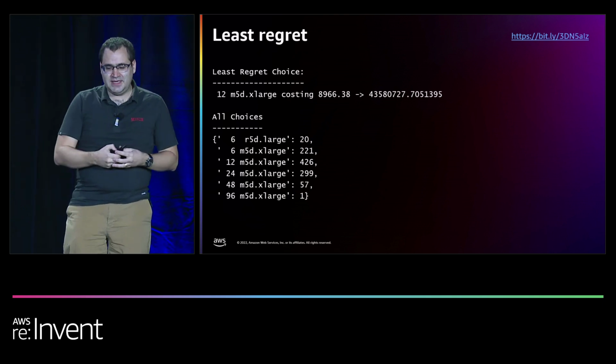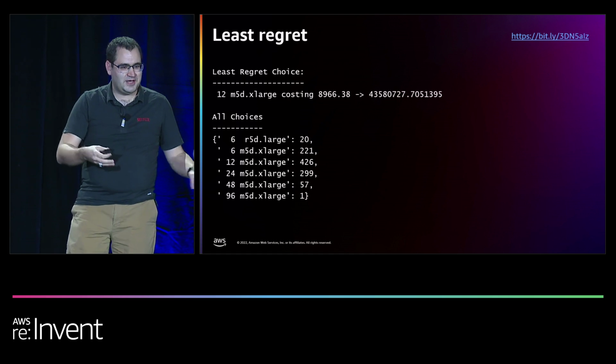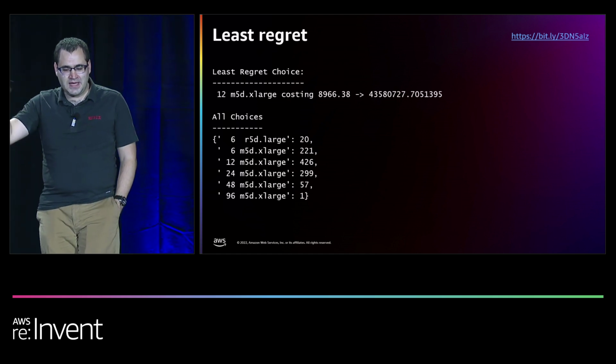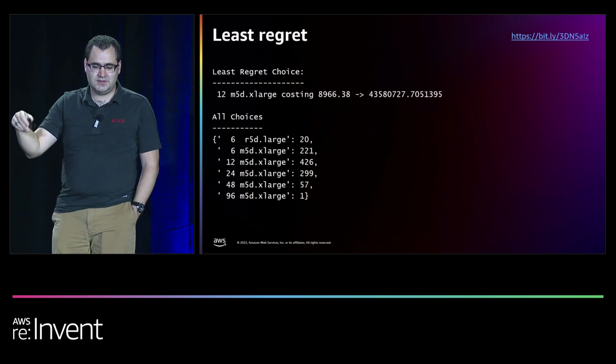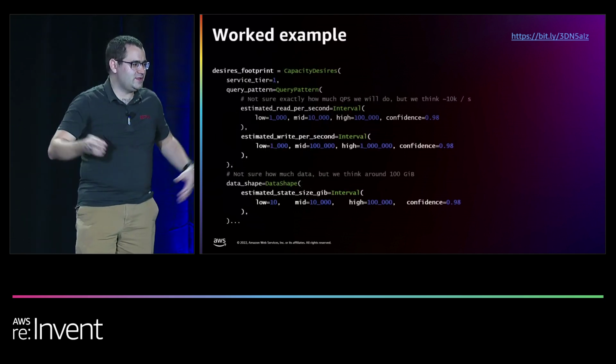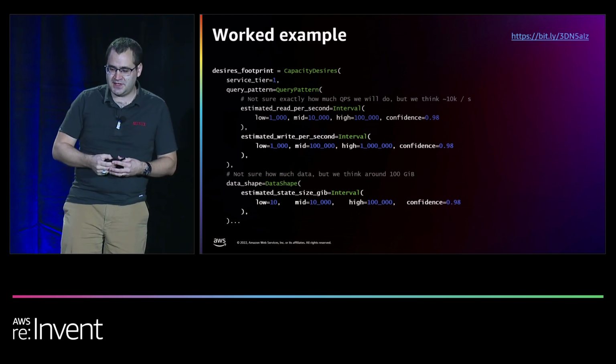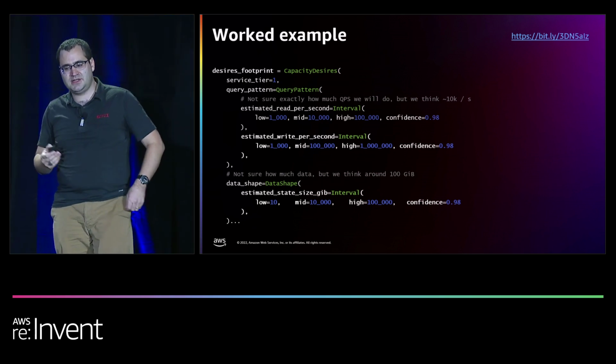That's really the key to this: we're going through this crazy nonlinear function, but at the end of the day, we're still able to pick one of these clusters to actually go buy. Now let's make the problem harder. Let's make the interval really big. In this case, we're going to consider 100,000 to 1,000,000 writes per second, storing between 10 and 100 terabytes of state.